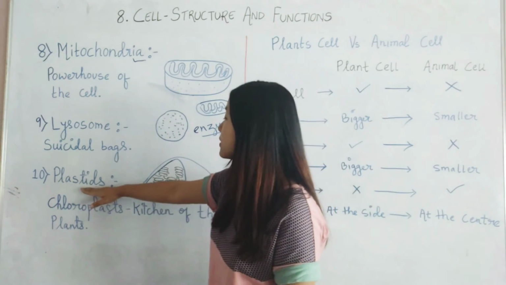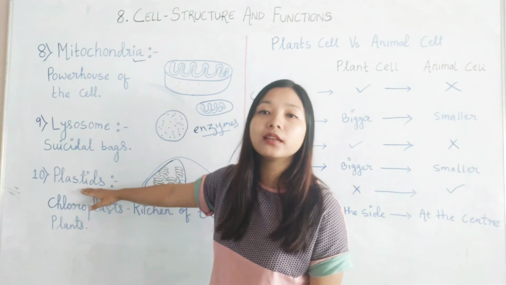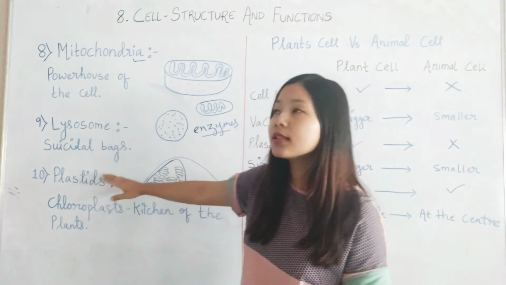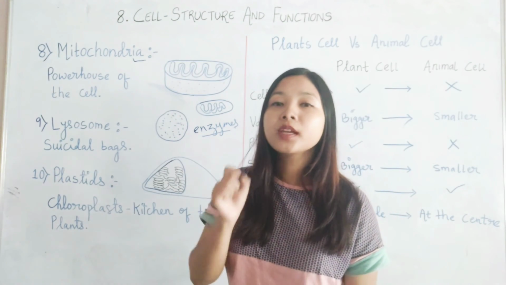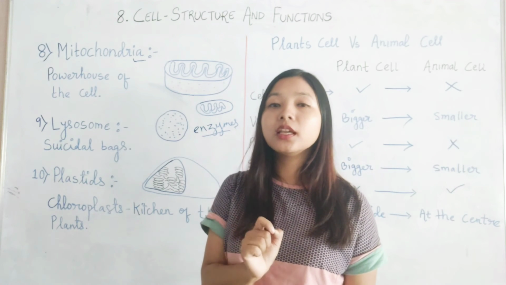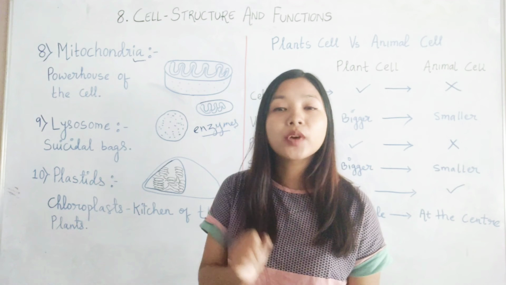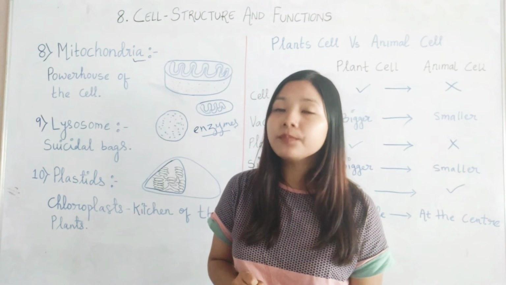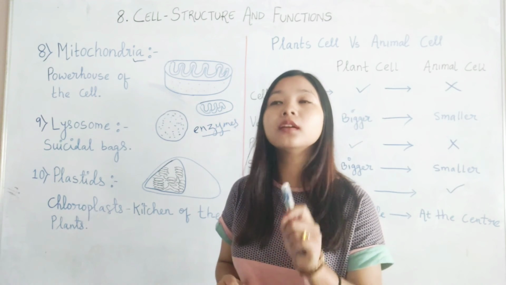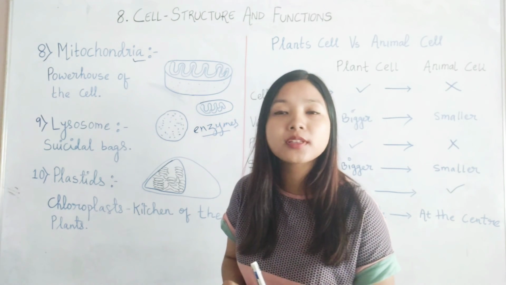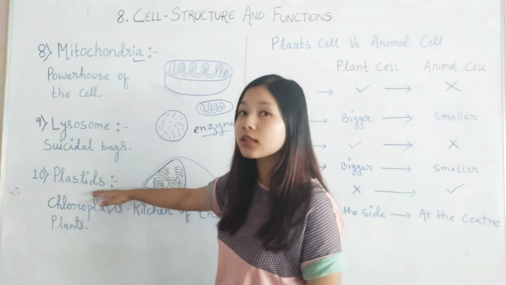Next is plastids. Plastids also are found only in plants. Plastids are some bag-like structures which contain pigments. Can you see that the leaves have a particular green color? Yes. So what is the reason for that green color? That is due to the presence of chlorophyll. And where is this chlorophyll present? Chlorophylls are actually present inside the plastid itself.